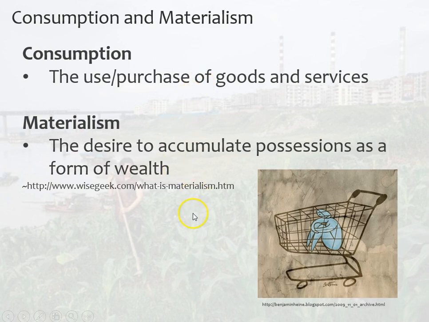Materialism, I think we know what a materialistic person is, and it's someone that really has this drive. They really are materialistic. They really want stuff. They place a really high value on the things that they own. They want the nicest, the newest, this, that, and the other thing, the nicest car, nicest house, nicest clothes, and so forth.